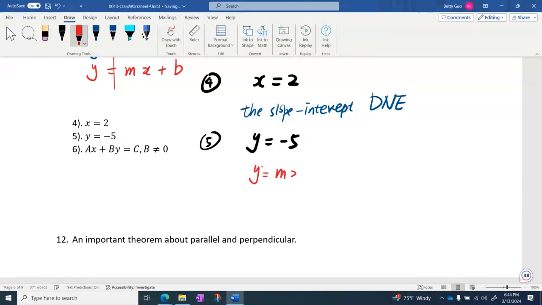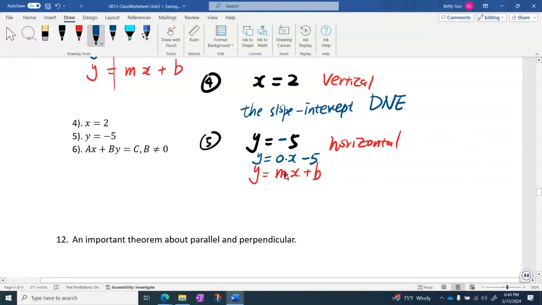Slope-intercept form is y equals mx plus b. Looks a little bit different, right? Yeah, that's because the slope is 0. You know this is horizontal, right? That one is vertical. This is horizontal. A horizontal straight line has 0 as a slope, right? Remember that? So y equals 0 times x plus -5. You see that? Okay, that's the slope-intercept form. Y equals 0x minus 5.